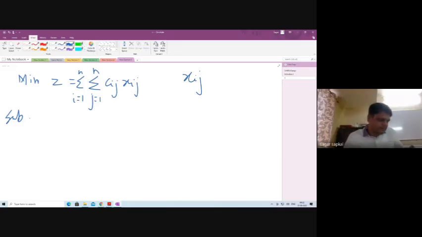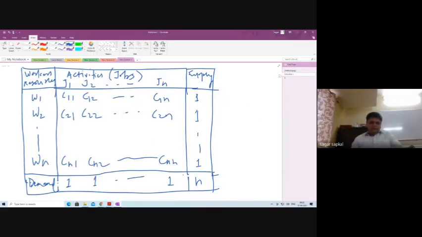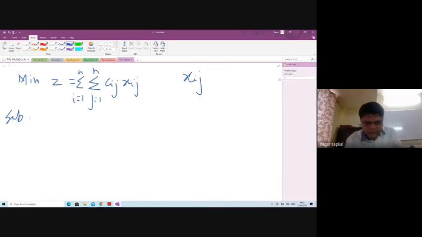Can you tell me what should be our constraints? By observing this table, can you tell me what should be our constraints? So whether there are resource constraints, do you agree with me? Yes, sir. Whether there are demand constraints, means activity constraints, yes or no?